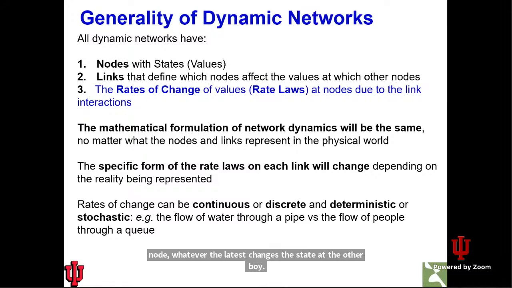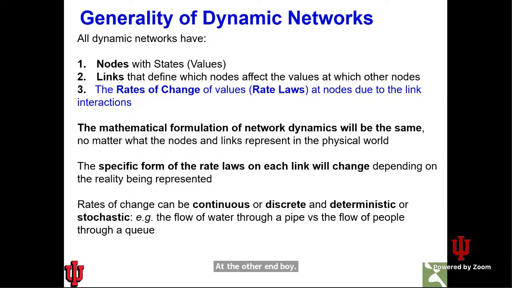And that basic set of nodes, connections, and rate laws on the links is the fundamental thing that we're going to deal with again and again and again in this class. Mathematical formulation is going to be the same, whether those links are representing dollars in the bank or number of people infected in the population. However, the specific form of the rate law on the link will be different depending on what it is you're trying to model.